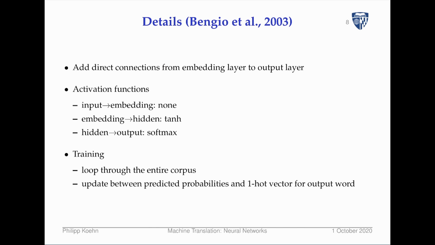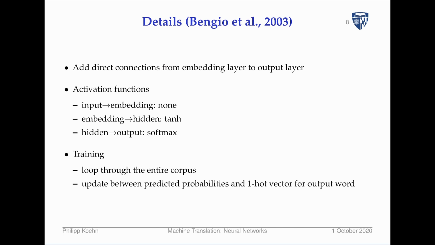Some more details about this. So input to embedding, there is no activation function because it's really just a lookup table. Remember, you map from a one hot vector to an embedding. That just means really that that weight matrix is just a big lookup table. Row number one is associated with word number one, row number two is associated with word number two, and so on.